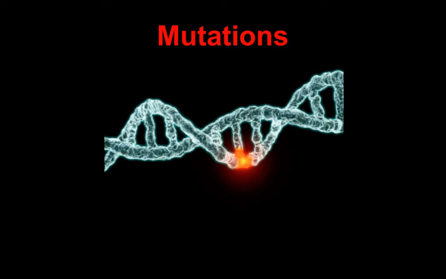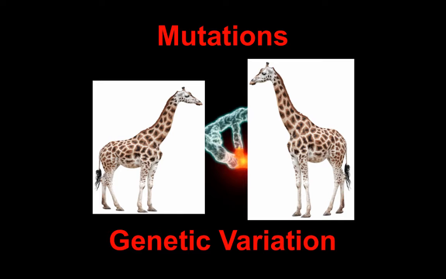Evolution actually starts with mutations. So these are changes in DNA, and when the DNA changes, it can give different traits because new alleles will come about. And so these mutations will cause genetic variation within a population. So in this case, we will have some giraffes that just happen to have longer necks than others.